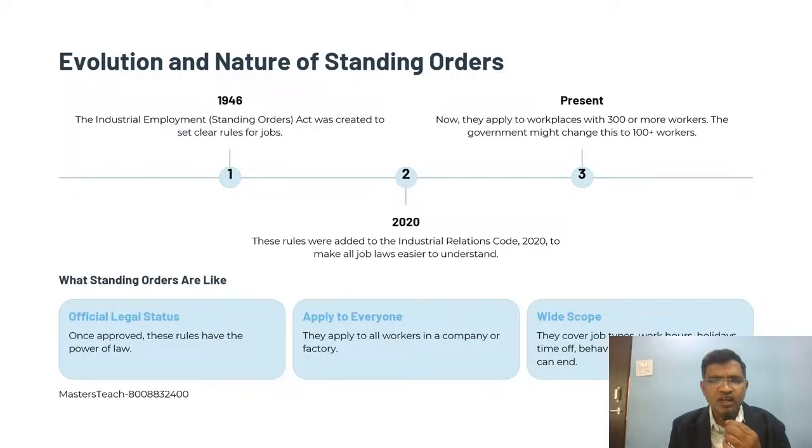The evolution is like this. It started with the Industrial Employment Standing Orders Act, created in 1946. Then some rules were added in 2020, and that became the Industrial Relations Code 2020. It is applicable to all job holders, and presently it is applicable for 300 plus workers, or the government can change it to 100 workers.